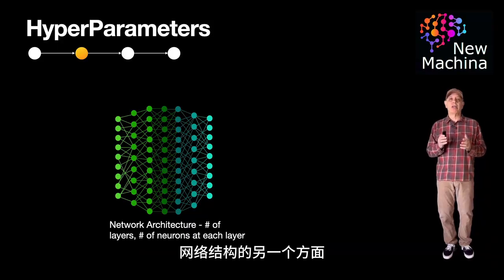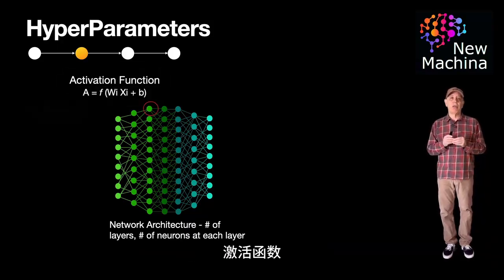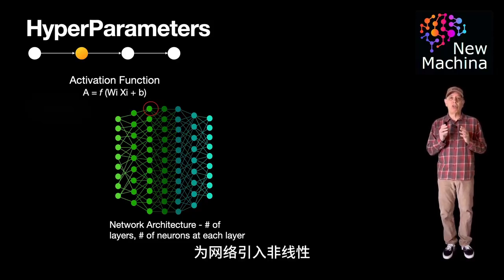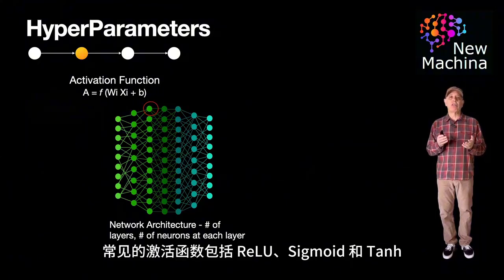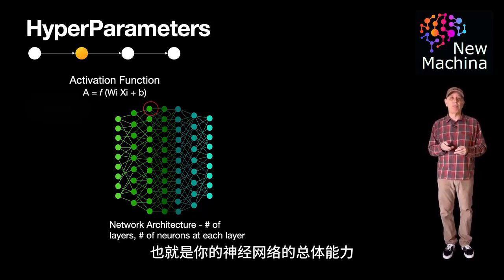Another part of network architecture is which activation functions you use. Activation functions introduce nonlinearity into your network. Common activation functions are ReLU, sigmoid, and tanh. These design decisions determine the shape and capacity of your neural network.